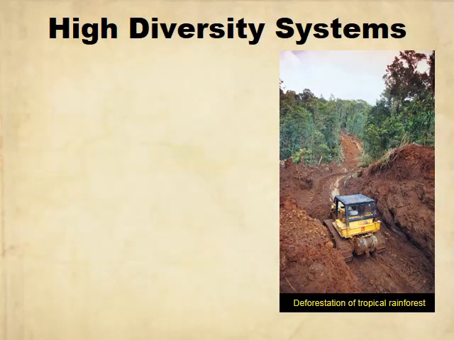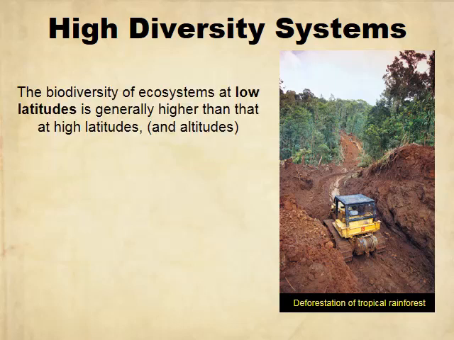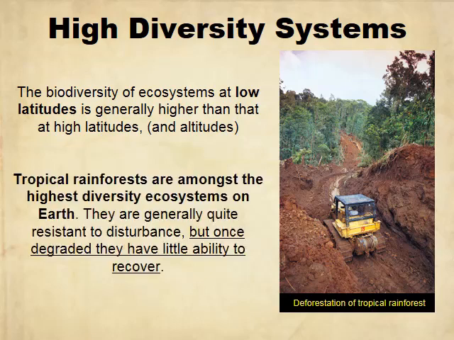In total contrast, our high diversity ecosystems are exactly what you're thinking of: tropical rainforests, which are the most diverse ecosystems in the world. These happen at low latitudes, so that's your zero, that's your equator, and at low altitudes, so lower down mountains, not higher up mountains. They have very high inertia and very high resilience. So they are quite resistant to disturbance, but a lot of times once you cut them down, especially clear cutting, they do not recover well.